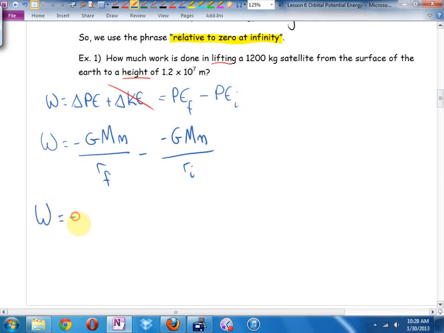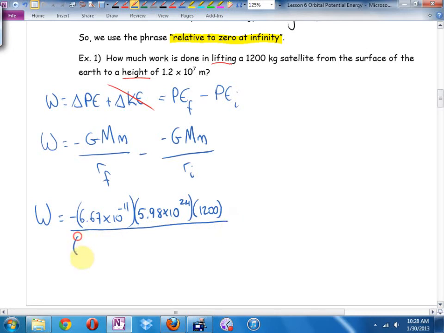This is going to be negative big G, 6.67 times 10 to the negative 11, big M, Earth, little m, doesn't cancel, 1,200, divided by the final distance from the center of the Earth. Well, the final distance from the center of the Earth is going to be the radius of the Earth plus the altitude that you are above the Earth at.